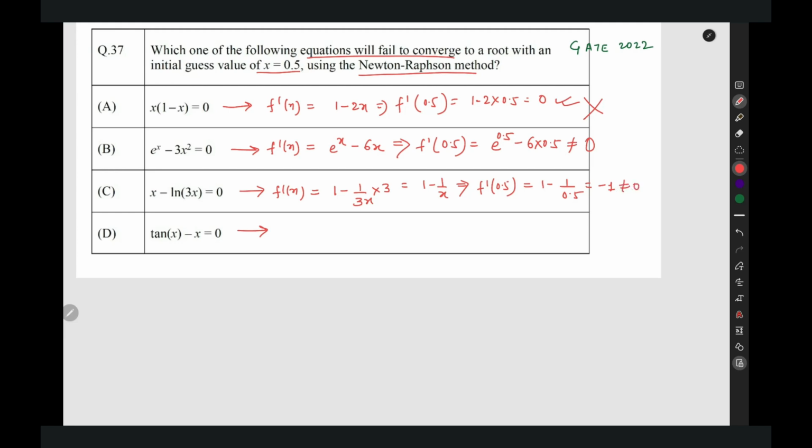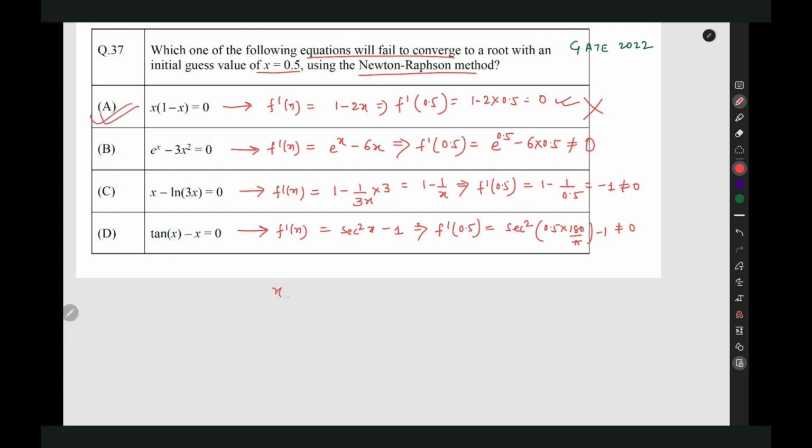Which is also not equal to 0. f'(x) equals sec squared x minus 1. After putting the value f'(0.5), we will get sec squared of 0.5 into 180 by pi, minus 1. So this is also not equal to 0. Clearly we can see that in option A, the denominator is coming to 0.